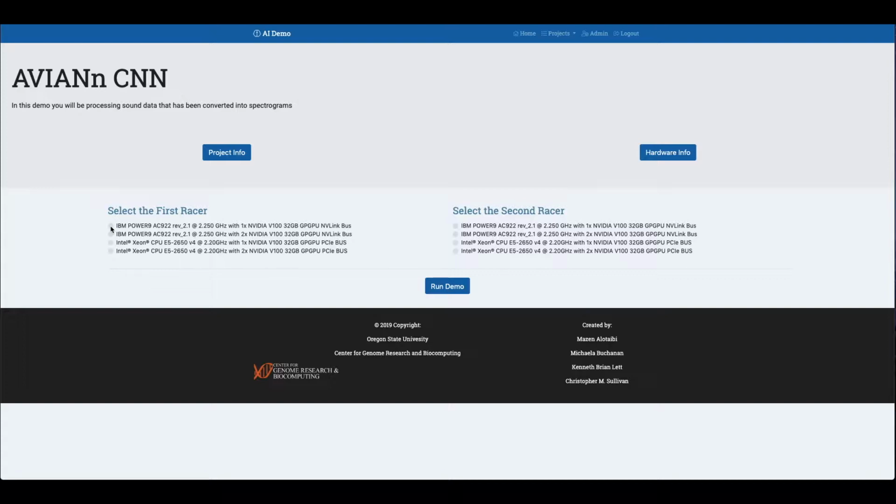So in this case, we're going to be able to run different machines, in this case racers, against each other. On the left-hand side, we're going to pick an IBM POWER9, the 2.2 gigahertz processors. It's going to have one NVIDIA V100 32 gig card on it, and on the other side we'll pick the Intel setup that holds GPUs, and in this case we'll also pick one NVIDIA V100 32 gig. So in this case we have the exact same GPU, just different machines running that GPU.